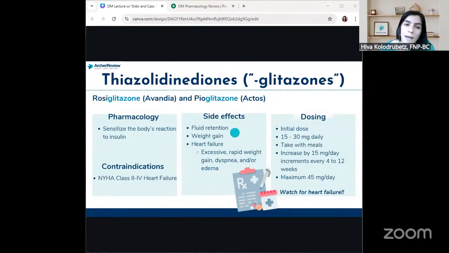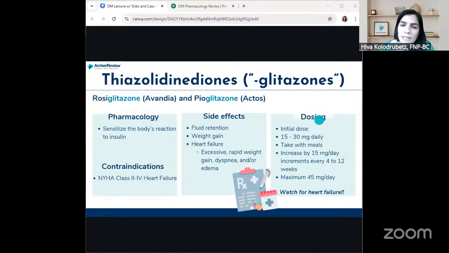The other thing that comes with all that fluid retention is weight gain. So again, it's mostly water weight, but it does cause increased weight gain with this drug class. So again, maybe not the best option for patients who are trying to lose weight.